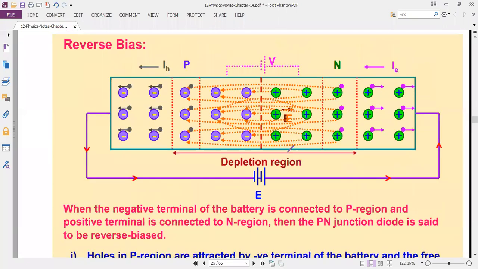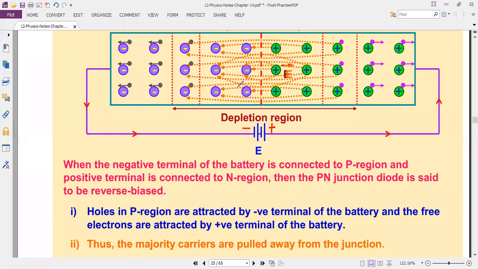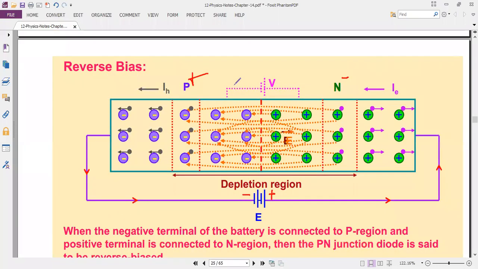So next one, reverse bias. In reverse bias, the negative terminal of the battery is connected to the P region, and the positive terminal is connected to the N region. N means what? Negative. Then plus and minus attract each other. So this is the potential barrier range.